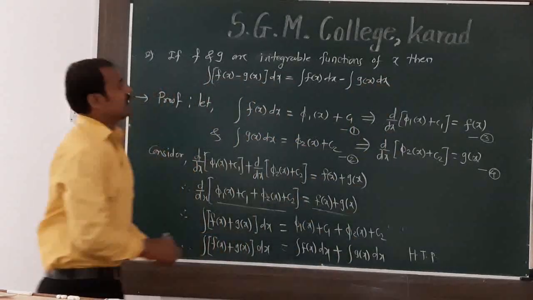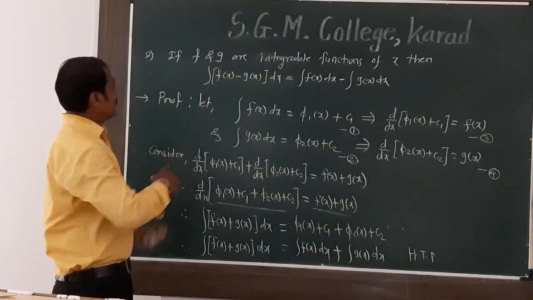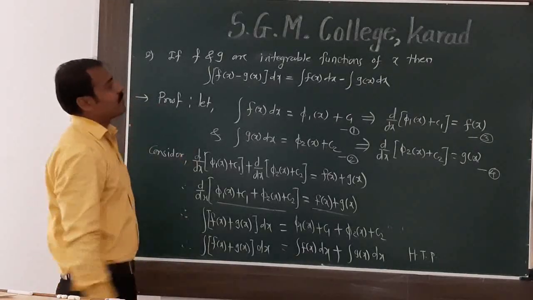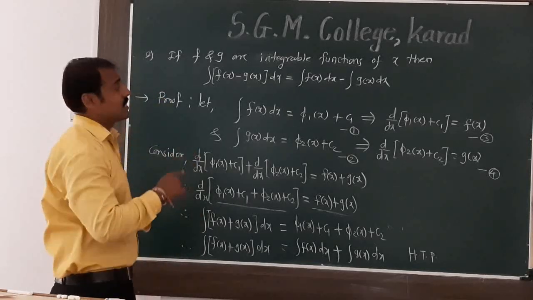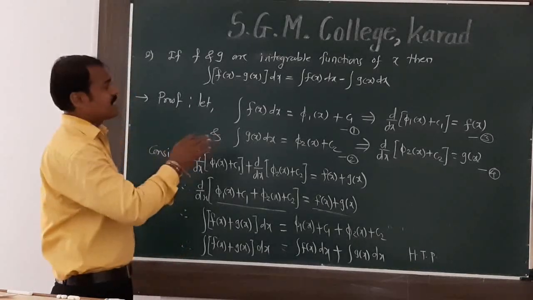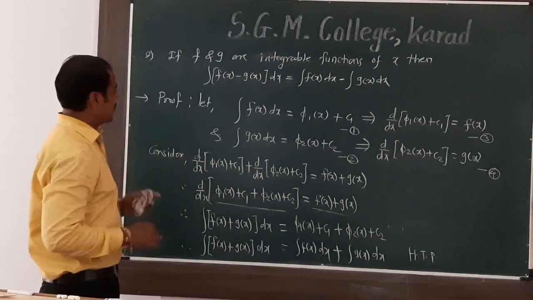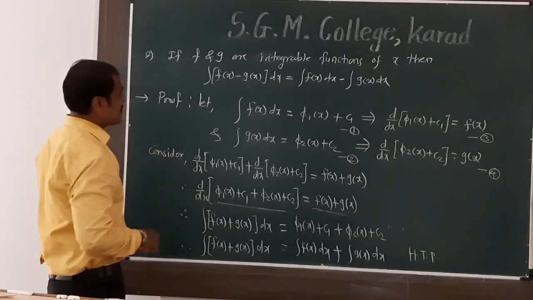Okay, it is much similar to our previous theorem. If f and g are integrable functions of x, then integration of f of x plus g of x dx is equal to integration of f of x dx plus integration of g of x dx. Okay, it is similar to that theorem. So the proof of the theorem is the same as the previous theorem.